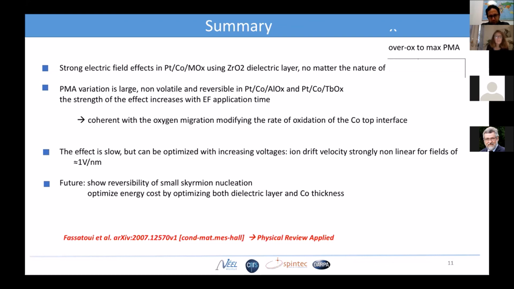And for the future, we would like to optimize the energy cost of this effect by optimizing both the electric layer and the cobalt thickness. And we would like to show the reversibility of the small skyrmion nucleation in the case of small skyrmions.